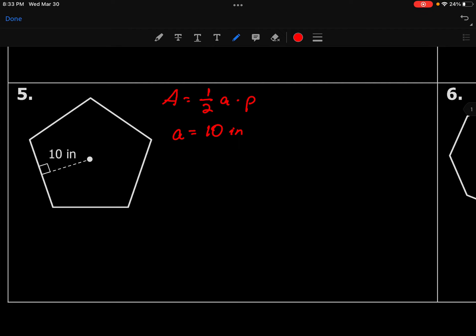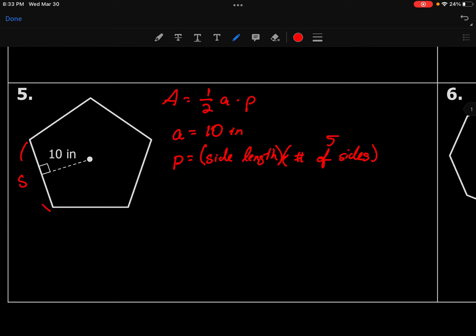Can we find the perimeter at this moment? No. Because in order to solve for perimeter, we need the side length times the number of sides. We know that the number of sides of a pentagon is 5, but we don't have the side length s. That's what we need to solve for.